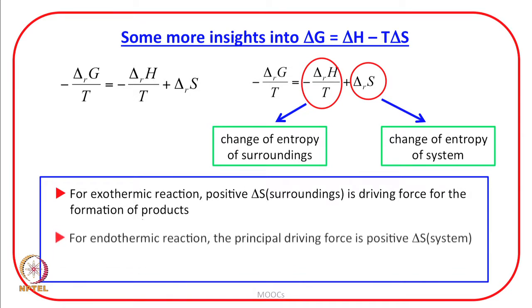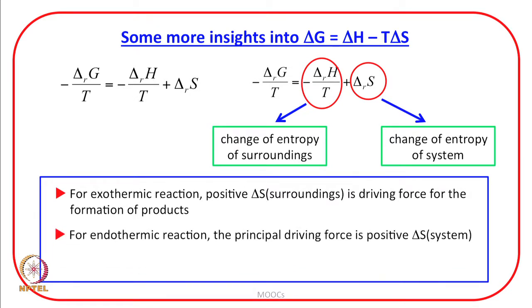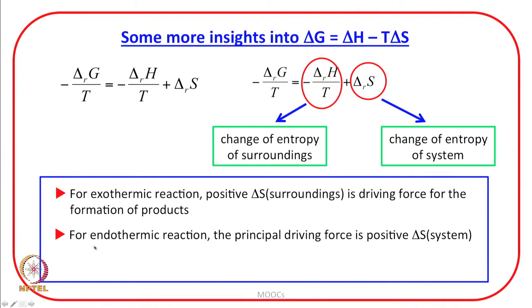Now, let us discuss the endothermic reaction. Endothermic reaction means heat is absorbed, and if heat is absorbed, obviously the entropy of the system will increase. The delta S for the system will be positive, and that is what is commented over here. That is, for an endothermic reaction, the principal driving force is the positive delta S of the system.